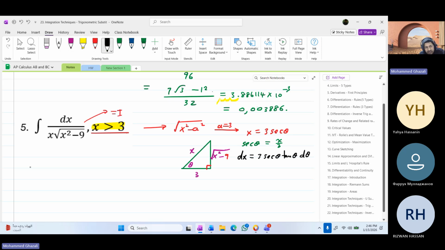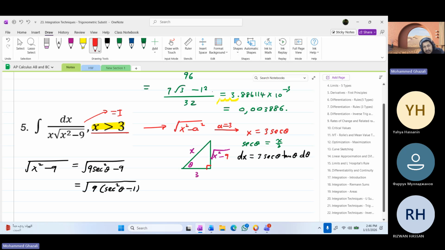Now, let's simplify square root of x squared minus 9. Square root of x squared minus 9 is square root of, what is x squared? X squared is 9 sec squared theta minus 9. Take out 9, we got sec squared theta minus 1. Now, you know sec squared theta minus 1 is tan squared theta, all right? Square root of 9 is 3. That is 3 absolute value tan theta, which is 3 tan theta, okay?